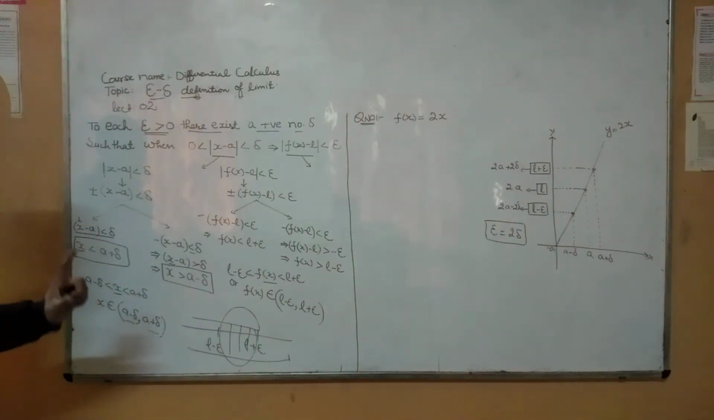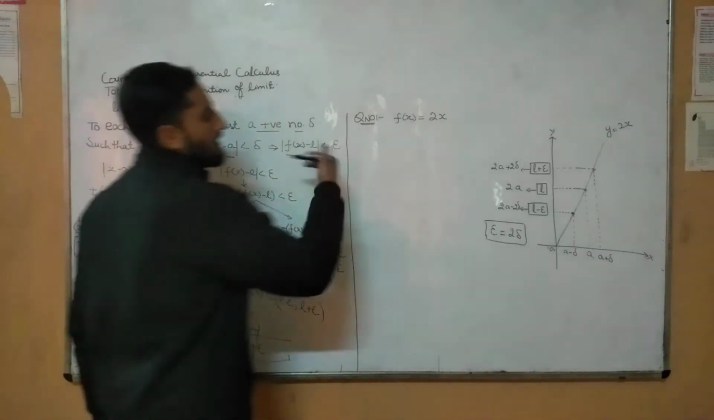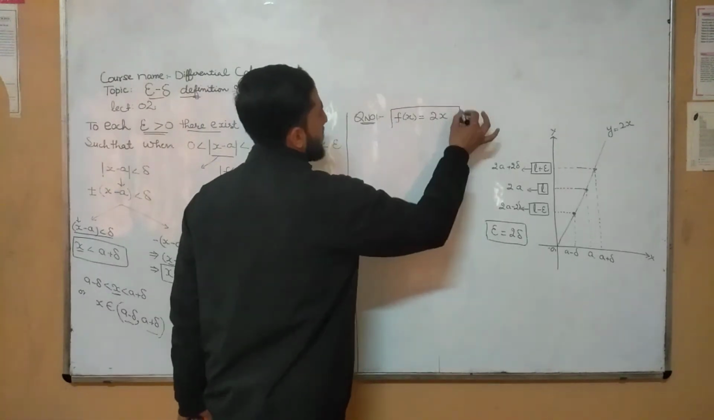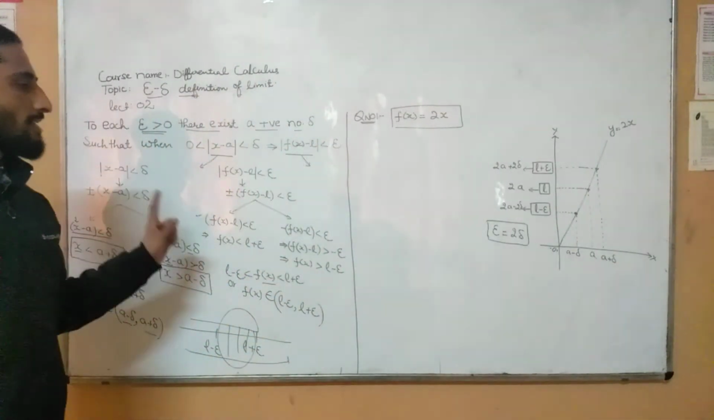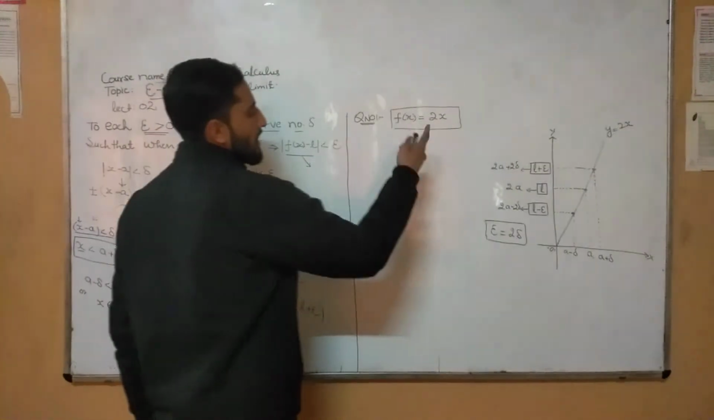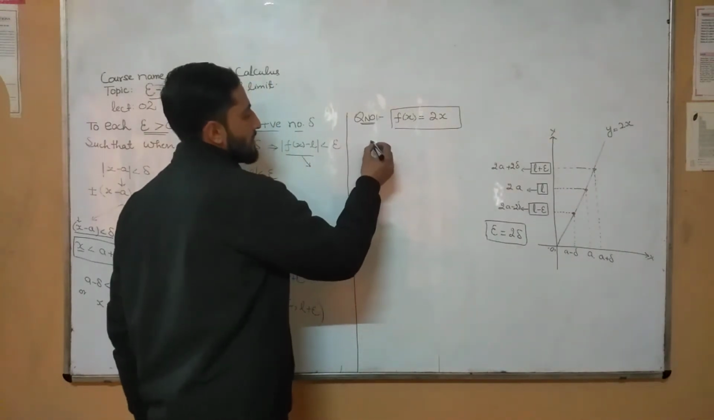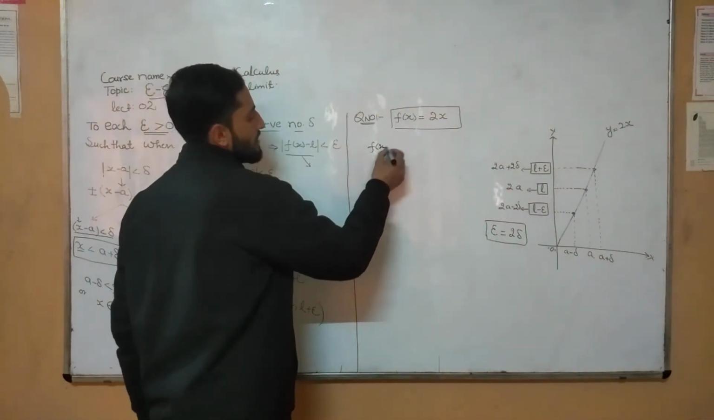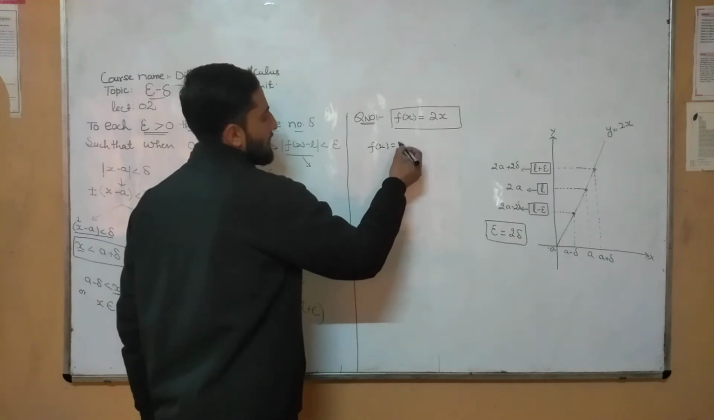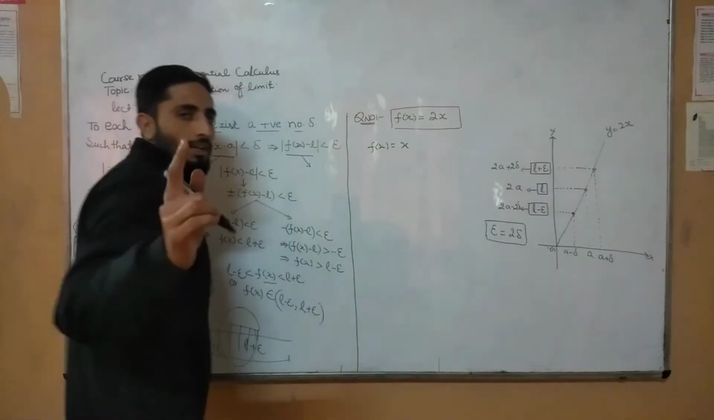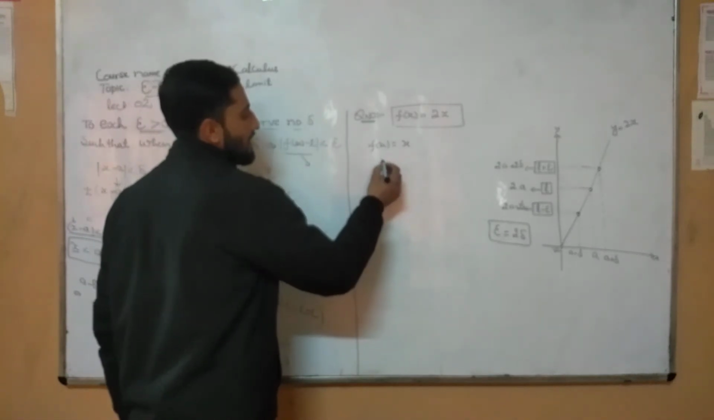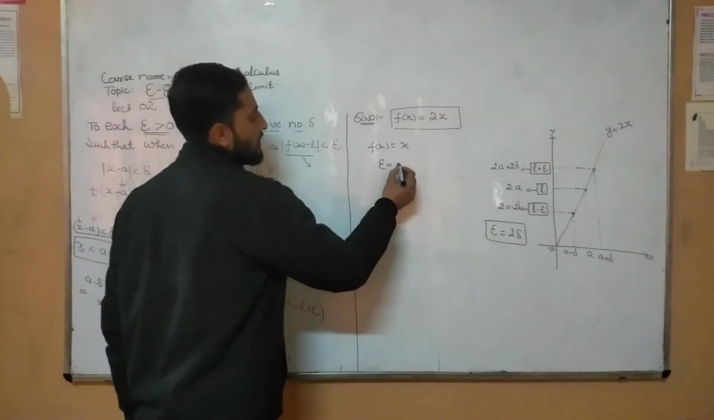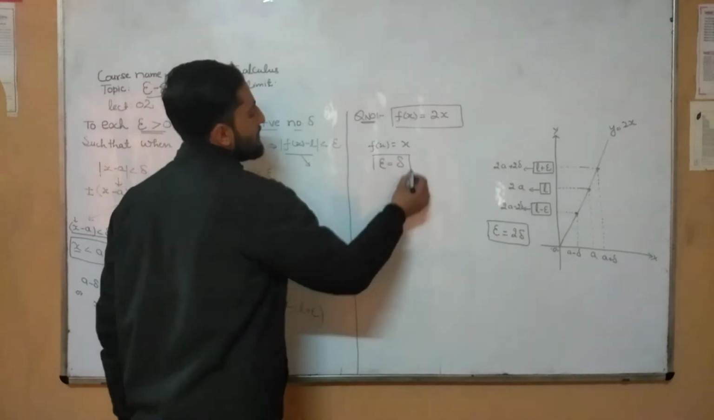Now we will see the relation of epsilon and delta in this particular function. Last time we talked about the function f of x is equal to x. In this function we see epsilon is equal to delta. What is the meaning of this?